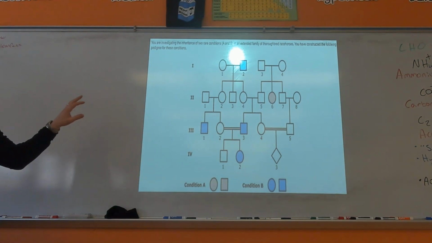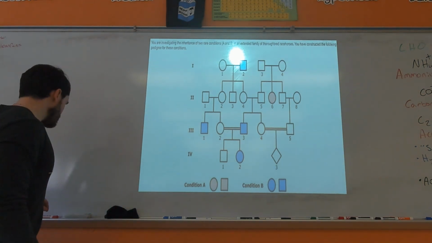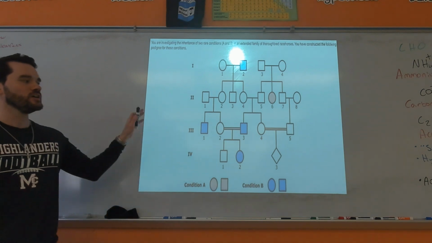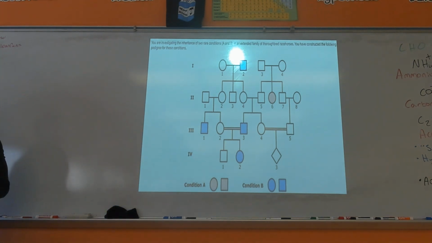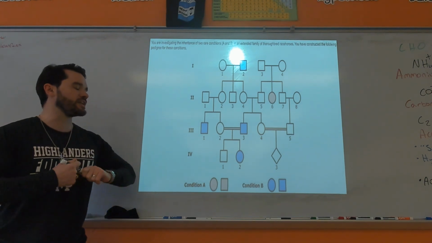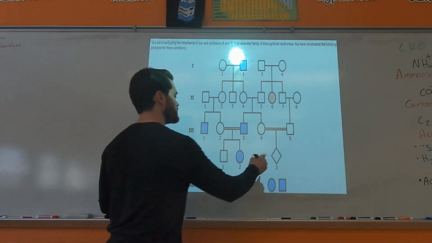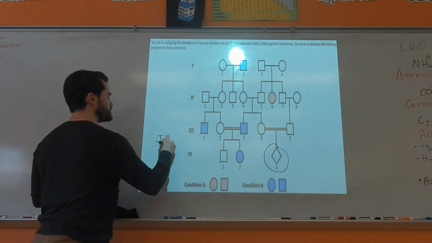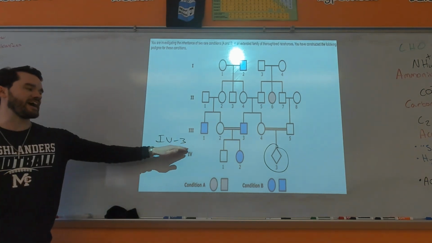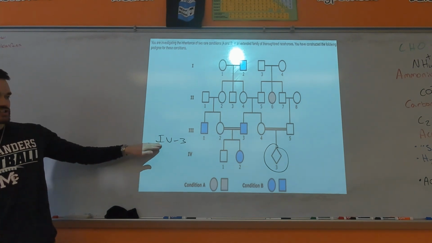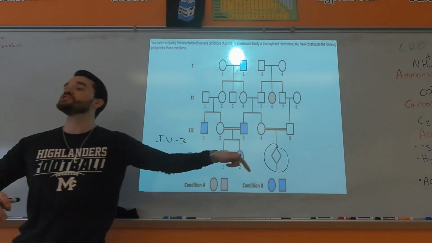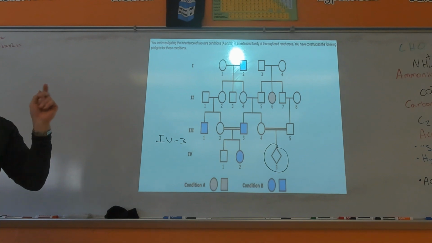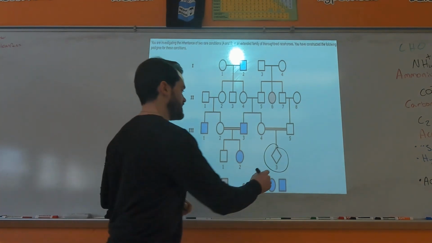All right, so this pedigree was kind of interesting because they give you two different traits that you're tracking. And I'm not doing the whole problem, but I want to focus on one of the questions they asked. They asked in generation 4, so they gave you this notation, IV-3, which is saying in generation 4, the third position of generation 4, what is the probability?